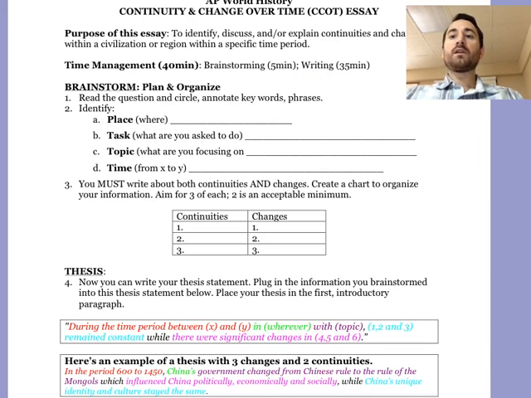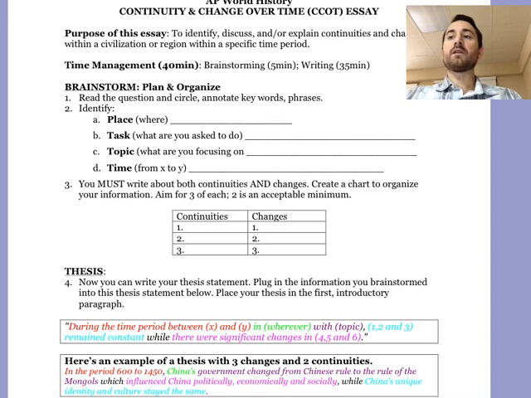To begin with, we should read the question and circle or annotate key words or phrases. Look for your time, look for your place, look for what you're being asked to do, the topic, what you should focus on. Once you have identified all of that information from the question prompt, then you can think about the continuities and the changes, and see if you can come up with 3.